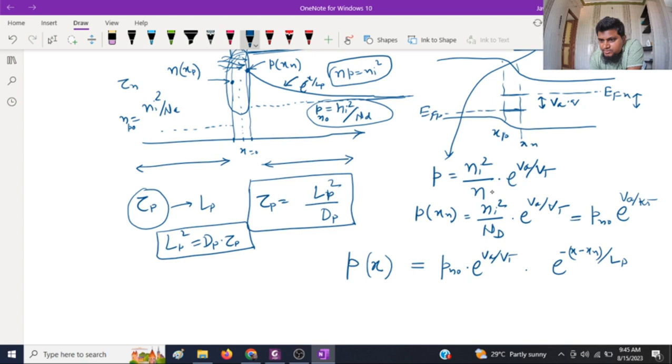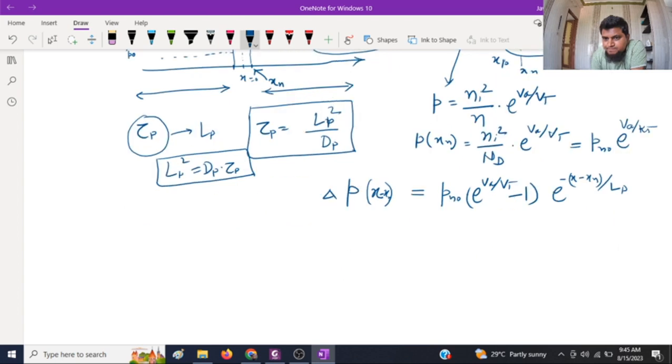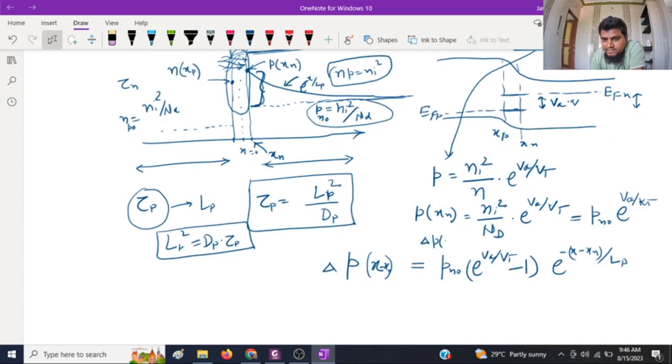Before that, you should also write delta p. So what is the excess carrier that is going inside? This was the case, pn0, when V was 0, right? As you apply V, the excess carriers are given by subtracting pn0 from that. So delta pn is equal to pn0 into e to the power V upon Vt minus 1, that you should write. So now as a function of x, you have this expression.